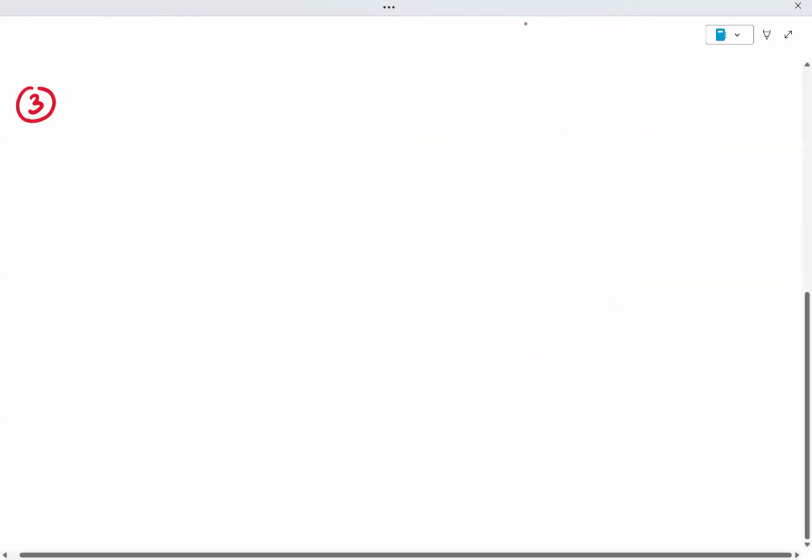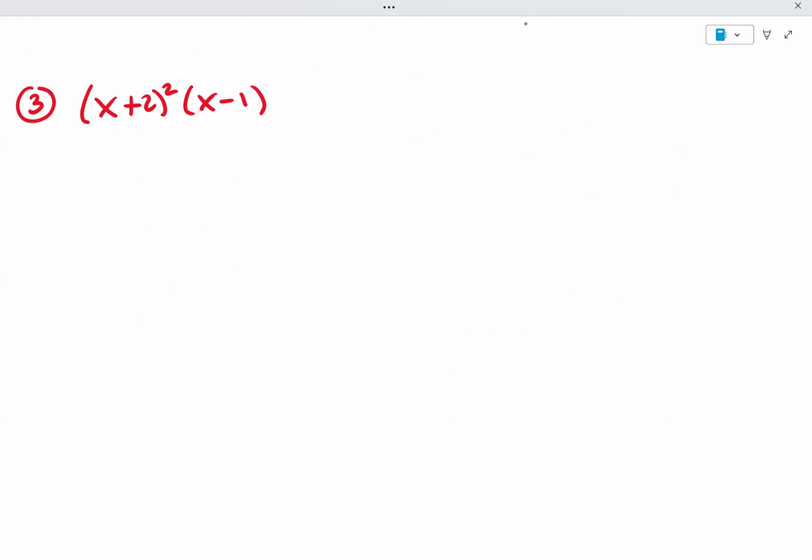And one more type of polynomial is, suppose we have (x + 2)^2 times (x - 1) is less than 0. So it's already set to 0 and it's already factored. So my critical points are -2 and 1. I'm going to make a number line, -2 and 1.